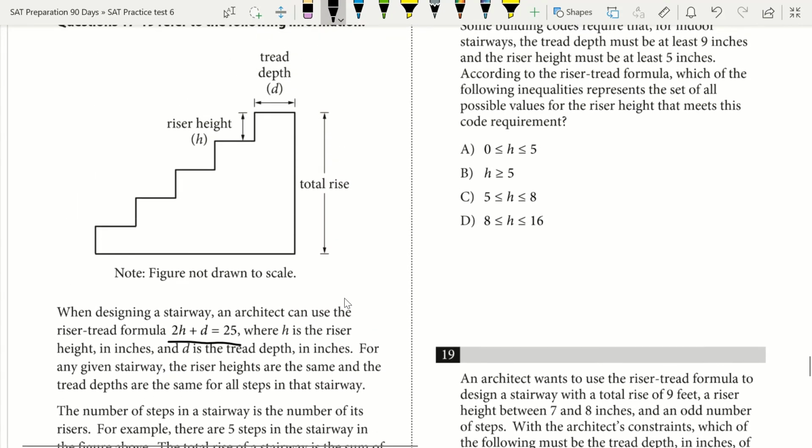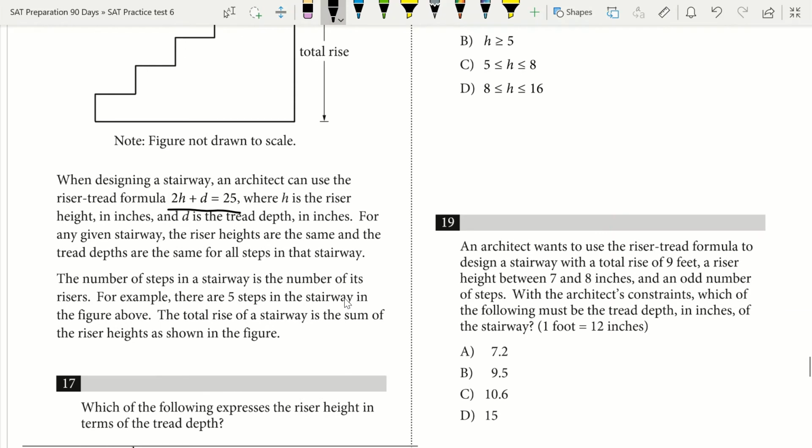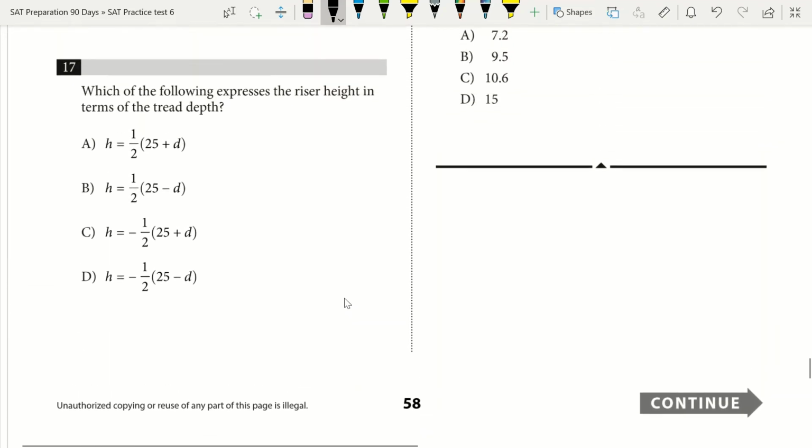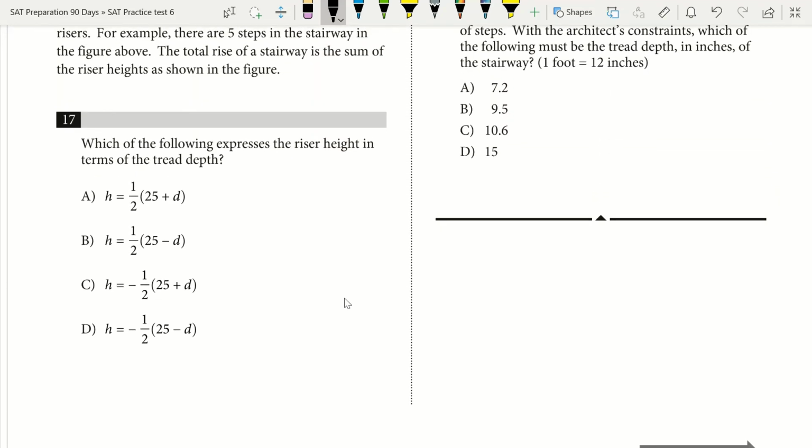So we're just solving for h. So we'll go find our formula. Solving for h here, we're going to have to subtract d from each side to get rid of it there. Now we're going to have 25 minus d equals 2h. Okay, 2h. We just divide each side by 2. So we're going to have (25 minus d) over 2 is what h is. Okay, I see that that's going to be right here. So 17, my answer there is going to be B.